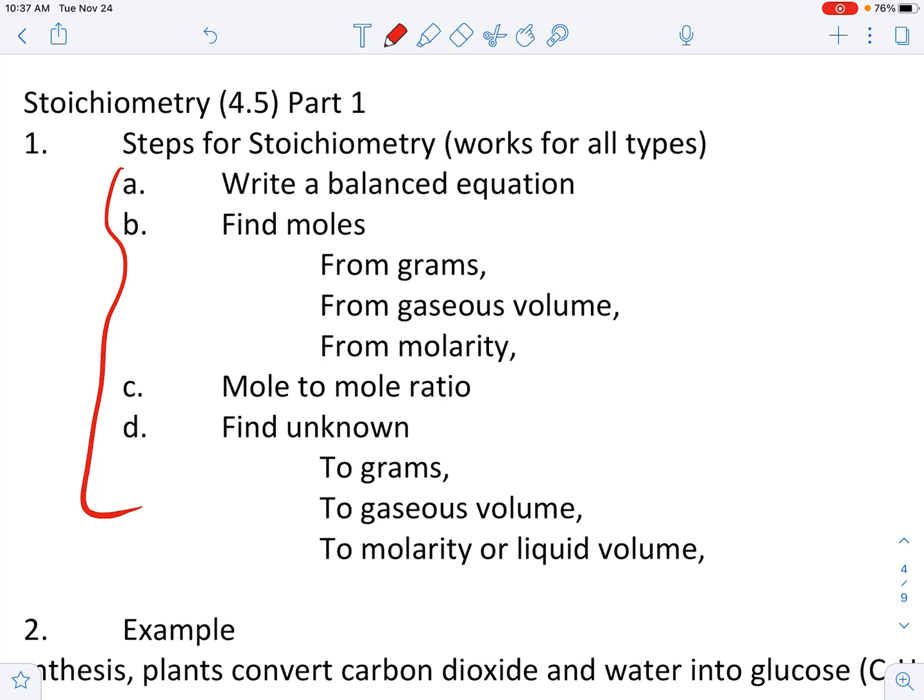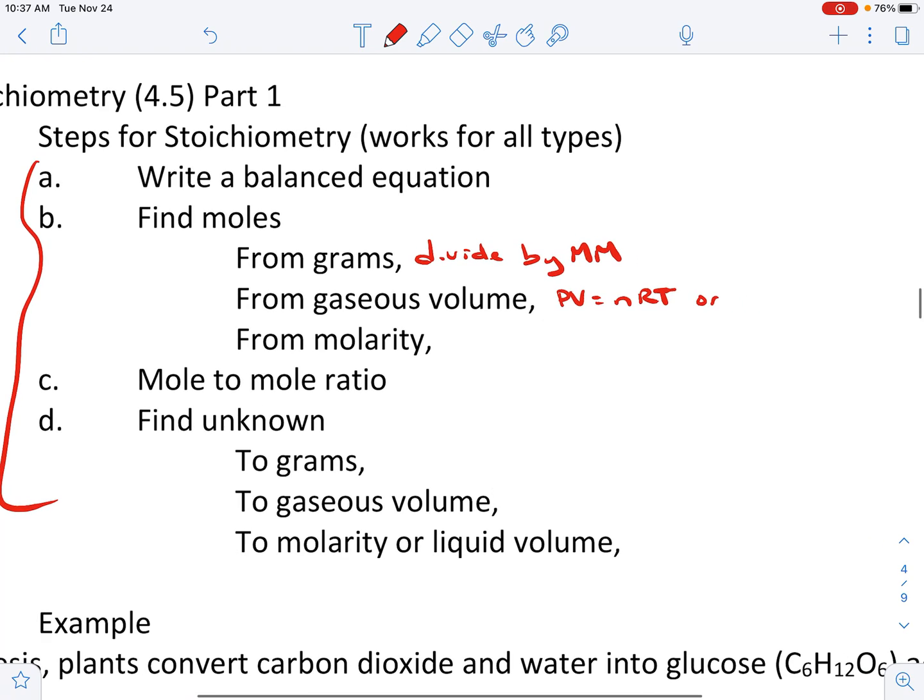There's a couple of ways that we can find moles. And today our focus is grams to grams, all right? But from grams to find moles, we will divide by the molar mass. To find moles from gaseous volume, you can either use PV equals nRT and find moles that way, or you could use the molar volume. 1 mole equals 22.41 liters, but this one has to be at STP. And again, not really our focus today, but I feel like we should put it on there.